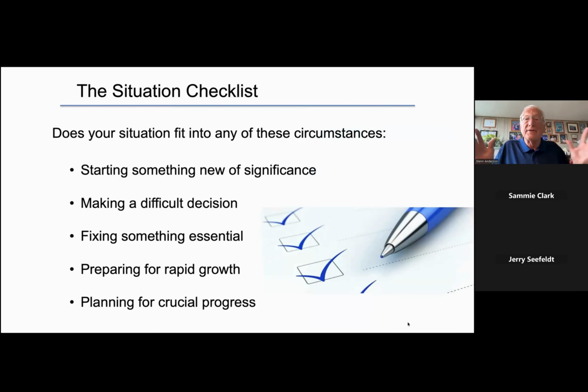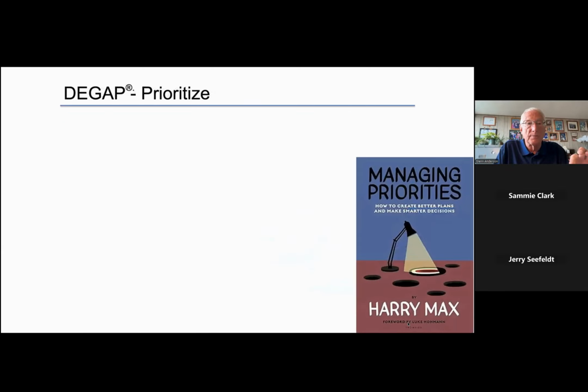So, should I take the time to do this prioritization that I'm describing to you? Well, are you in any of these situations? Are you starting something new that's important? Are you trying to make a difficult decision? Are you trying to fix something that's important? Are you preparing for rapid growth within your team or within your organization? Are you planning for some crucial progress that's going to come down the line? I would say if you say yes to any of these, then you should be taking the time to go through this process model and prioritize prioritization.